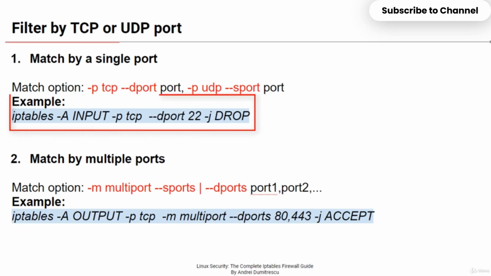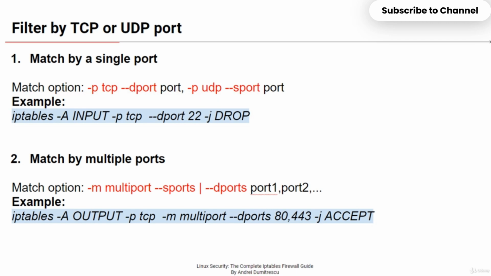In this example, we are dropping incoming SSH packets. It's incoming traffic because the chain is INPUT, the protocol is TCP, and the destination port is the standard SSH port. We assume that there is an SSH server that is listening on port 22.